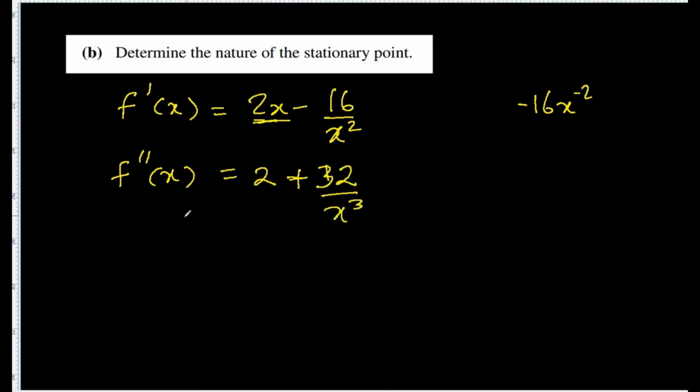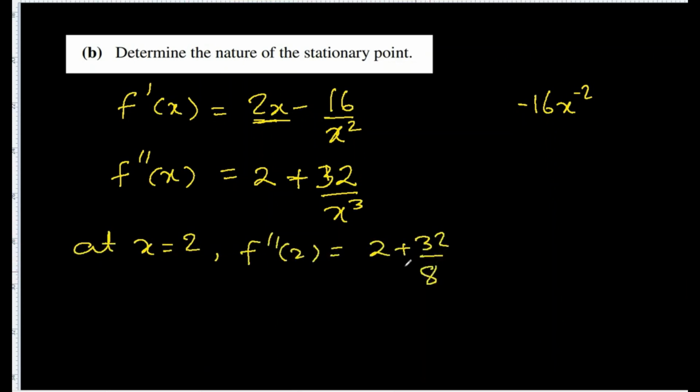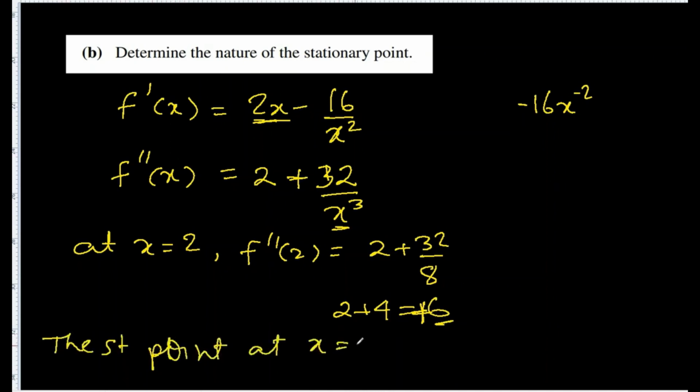And now if I substitute x equal to 2, at x equal to 2, f second derivative of 2 is 2 plus 32 over 8, which is 2 cube, right? X cube becomes 2 cube, and this will be 8. So that becomes 2 plus 4 equal to 6. And this is positive. We are not interested in the value. It is positive. Whenever the second derivative is positive, the stationary point at x equal to 2 is a minimum.